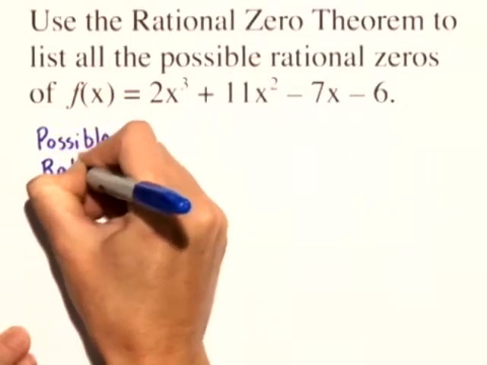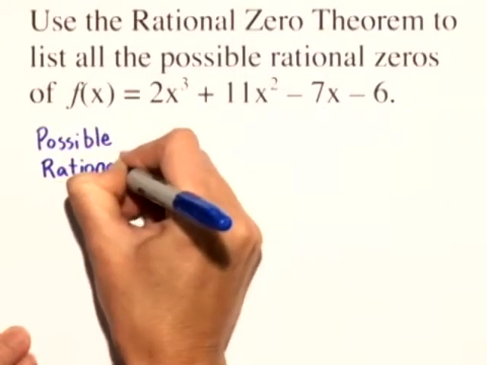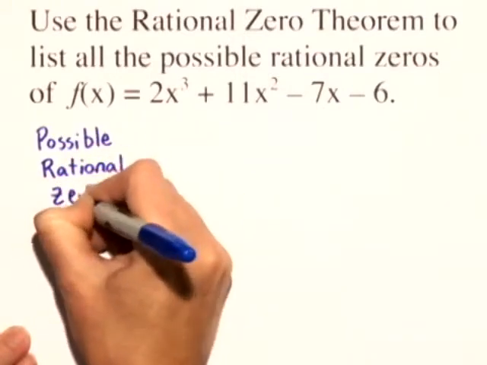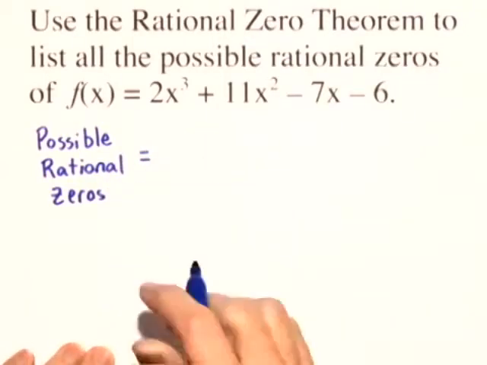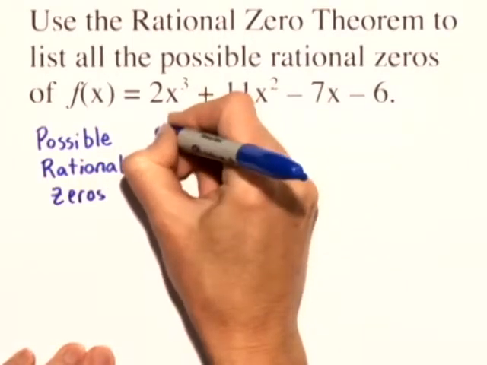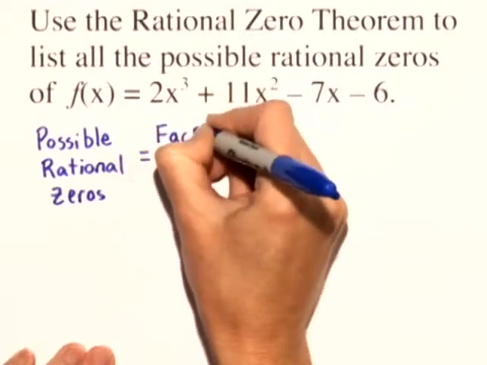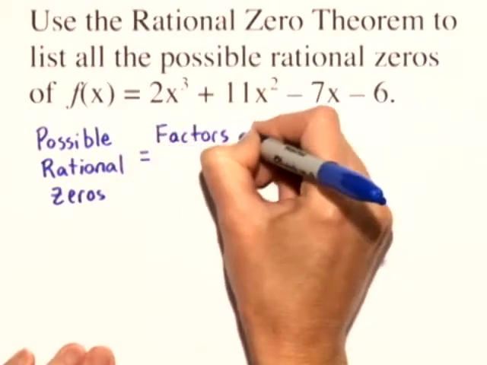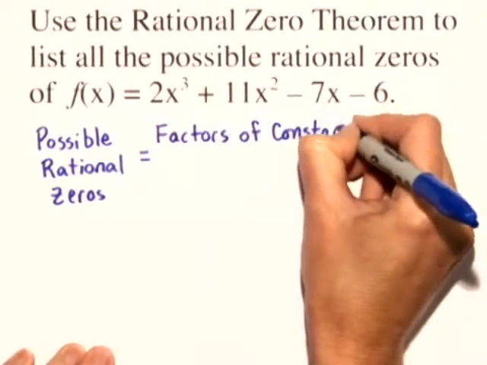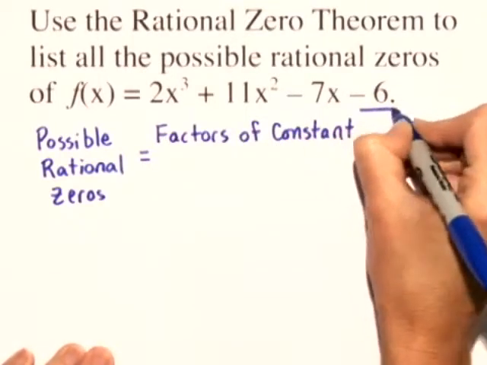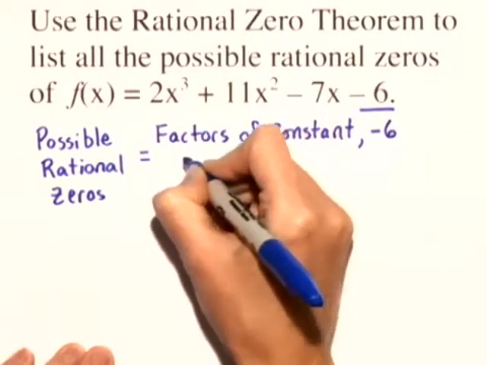rational zeros is given by a fraction. And the fraction in the numerator is the factors of the constant term. In this case, our constant term is -6.